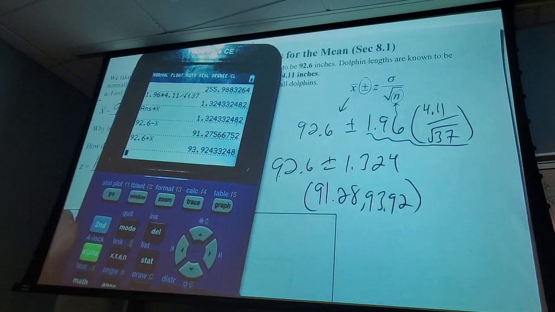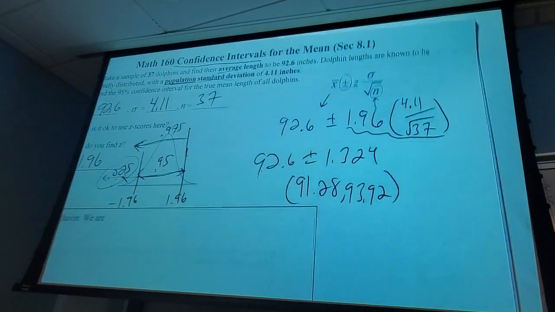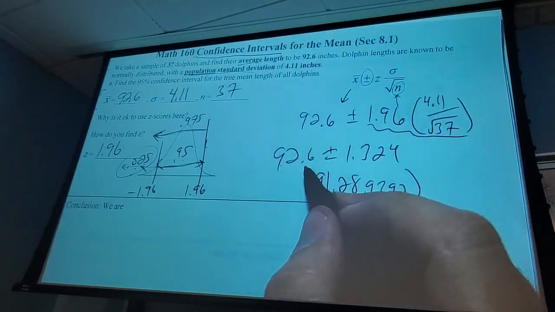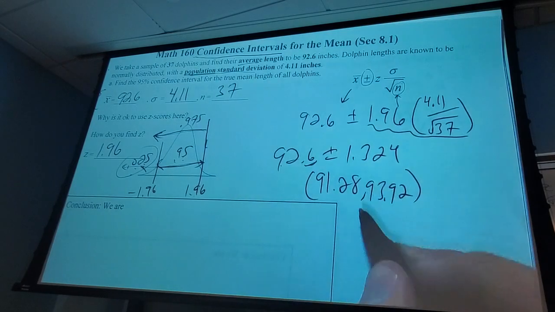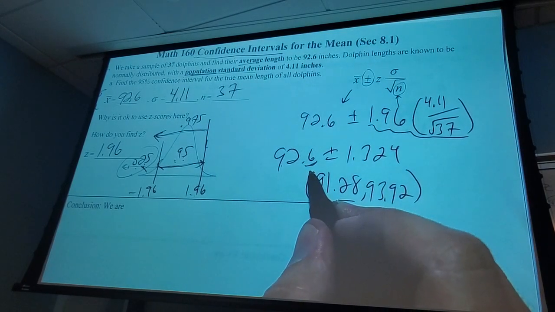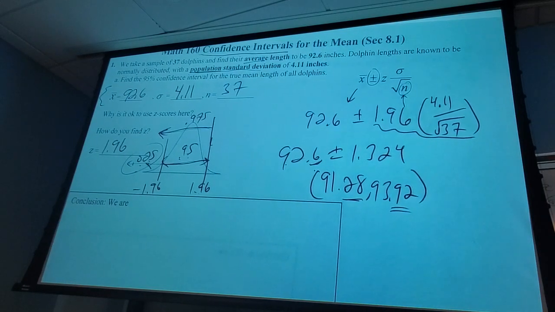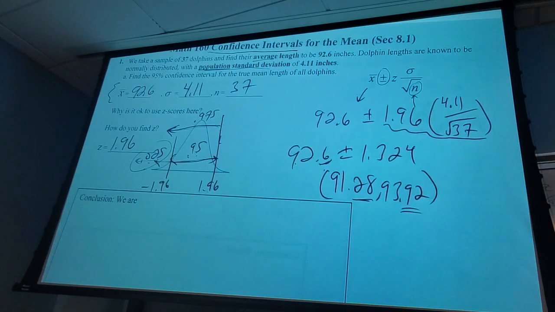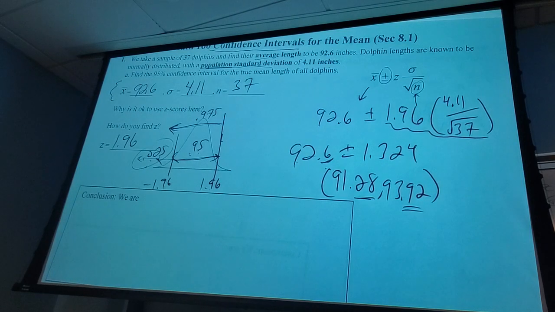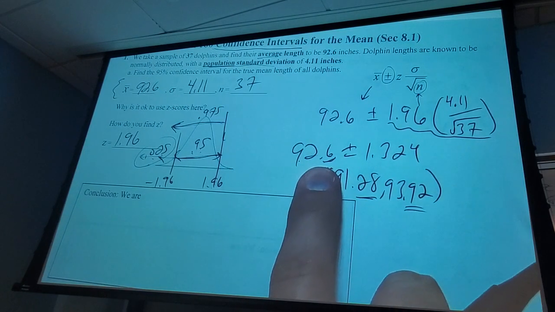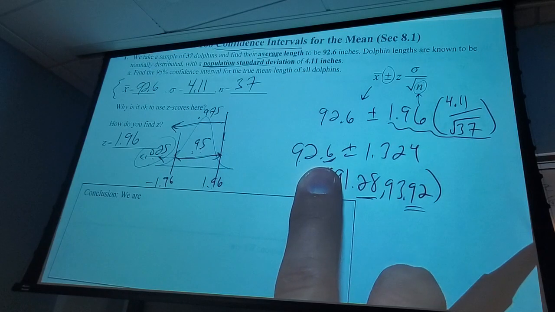Yeah. So let me say this right now. Normally I want at least as many decimal places in the answers as I have in the original mean. And really you should go one more place out. But if you said 91.3 to 93.9, that's fine. If you have the same number of decimal places as your original mean, is that cool? Okay.